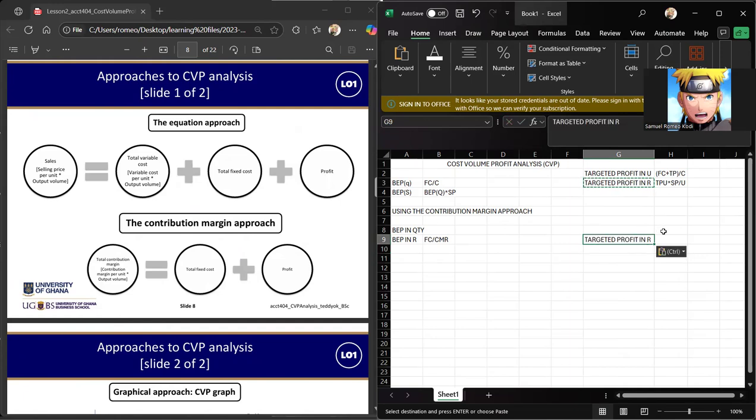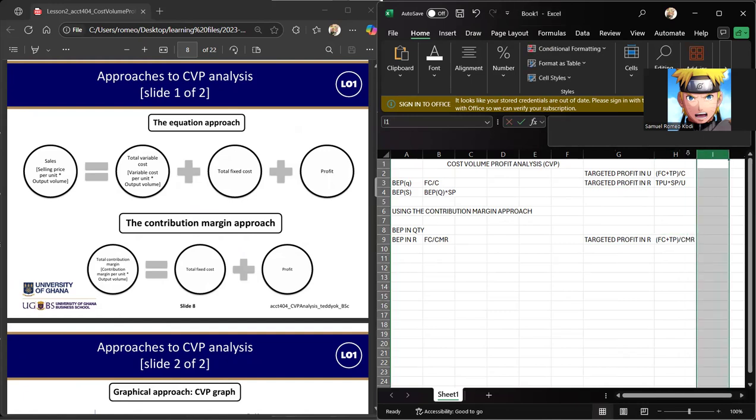Targeted profit in revenue, that one is simple. It's your fixed cost plus the targeted profit, divided by what? Contribution margin ratio, or contribution per sales ratio. I normally call it contribution per sales ratio, since that is what I knew from break-even analysis. You have to get used to contribution per sales ratio.